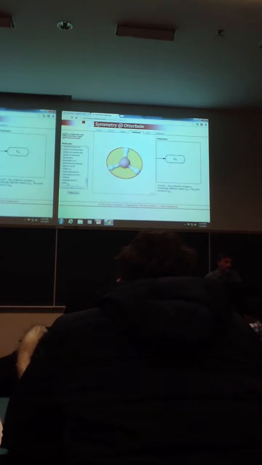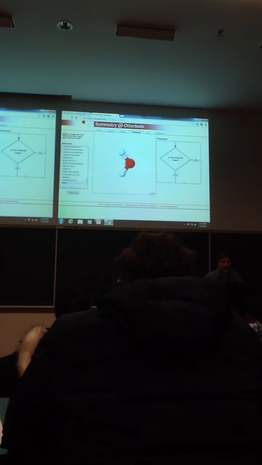And we just pull up water. Okay. Water molecule. Is it linear? No. Does it have two or more unique C3 axes? No. Does it contain a proper rotation axis?